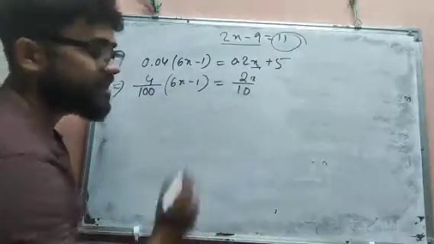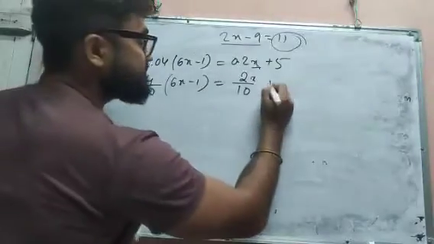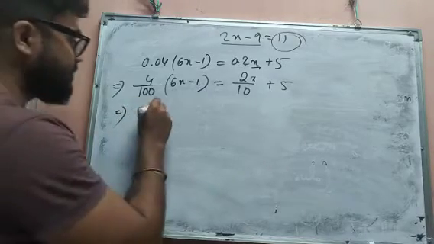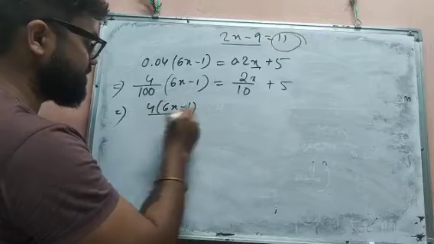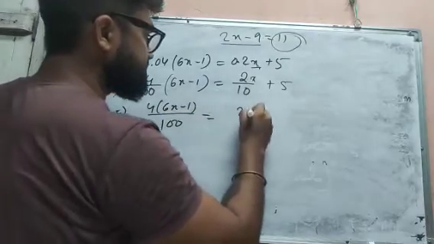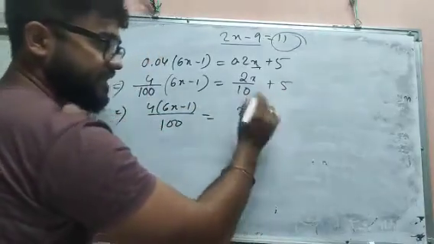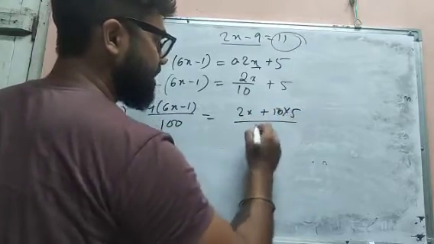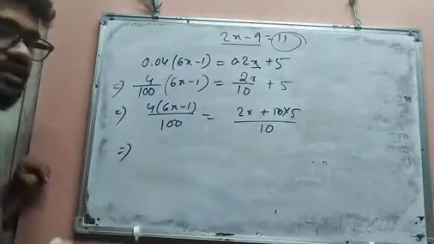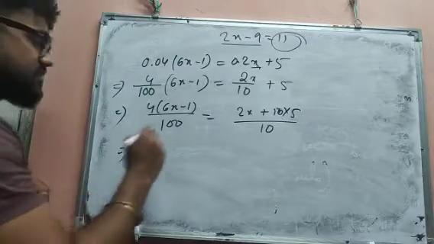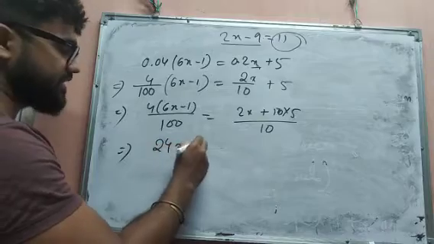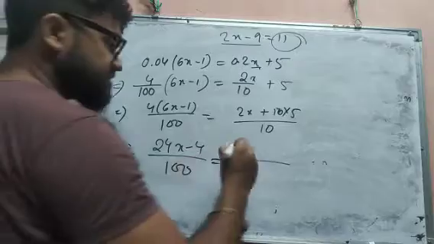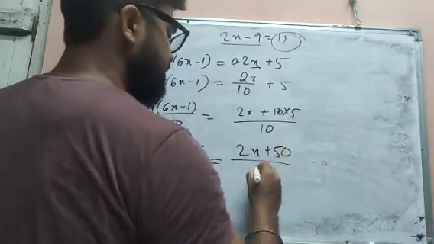Only one digit, so we are dividing this by 2 plus 5. So if we do the calculation, now we will get 4 whole into 6x minus 1 divided by 100, or you will get 2x plus 1 divided by 10 times, so 10 into 5, 10 into 5 divided by 10. By doing the calculation, you will get 24x minus 4 by 100, or simply you will get here 2x plus 50 by 10.